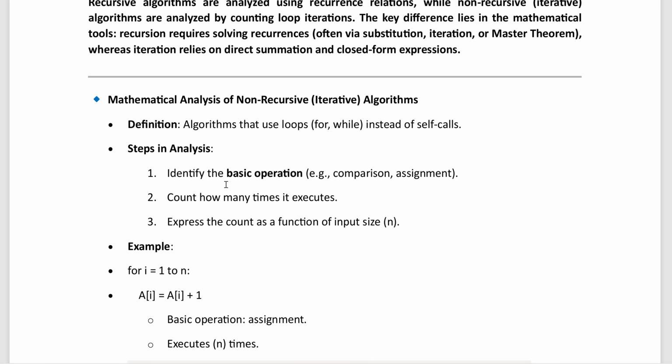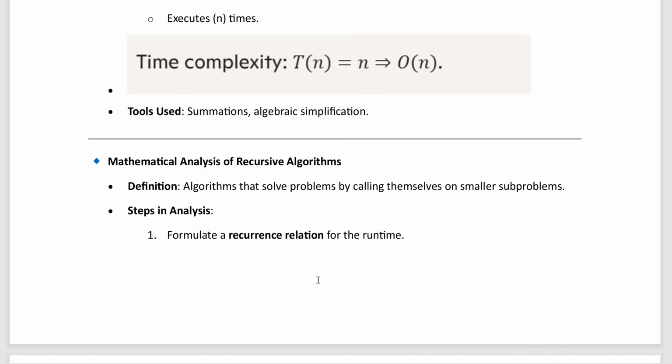Clear? So this is an example of a simple iterative algorithm. You already know what an iteration is. For example, in a for loop, the value of I will vary from 1 to n. So this is an iteration. You already know what an iteration in a for loop is, right? Then we come to this, the time complexity of a non-recursive or iterative algorithm.